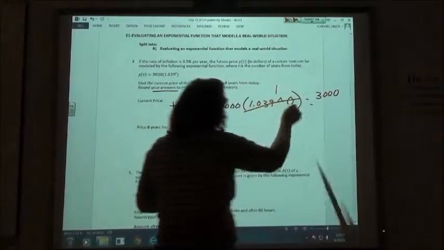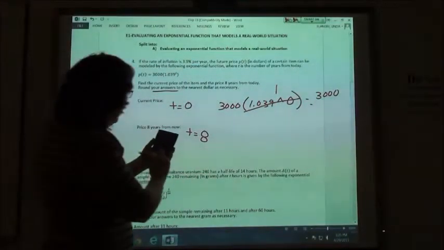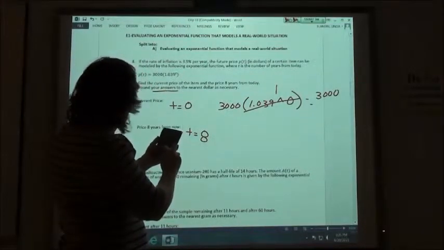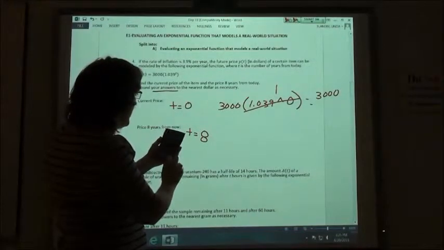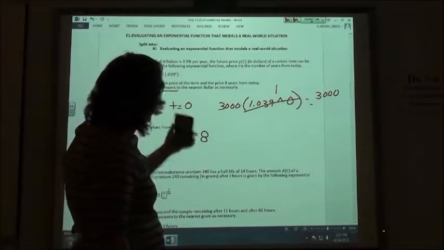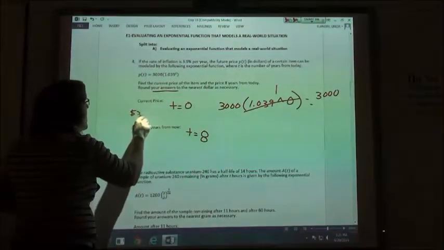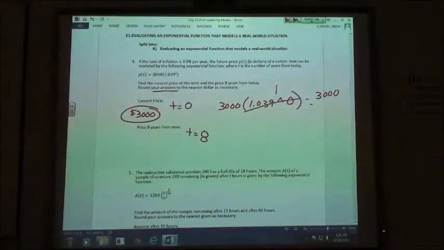Now I didn't have to do that in 2 steps. I can just punch it in like I wrote it. 3,000, parentheses, 1.039 caret 0, close my parentheses, and if you hit equals, sure enough, we get 3,000. So current price of my item right now, $3,000.